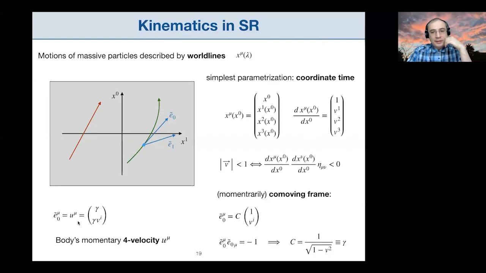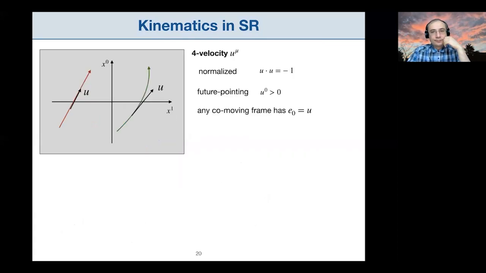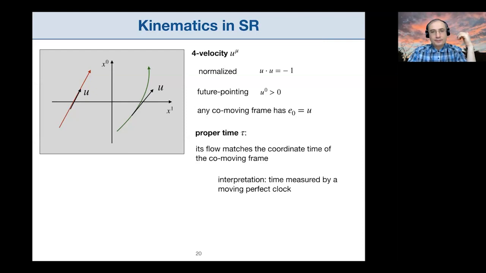And this is also known as the body's four velocity. The four velocity vector has the property of being entirely normalized, in the sense that its product with itself is minus one. It's also future pointing, in the sense that the zero component, the time component, points into the future, which by definition in our case is positive. And in any comoving frame, we have e_0 equal to this four velocity.